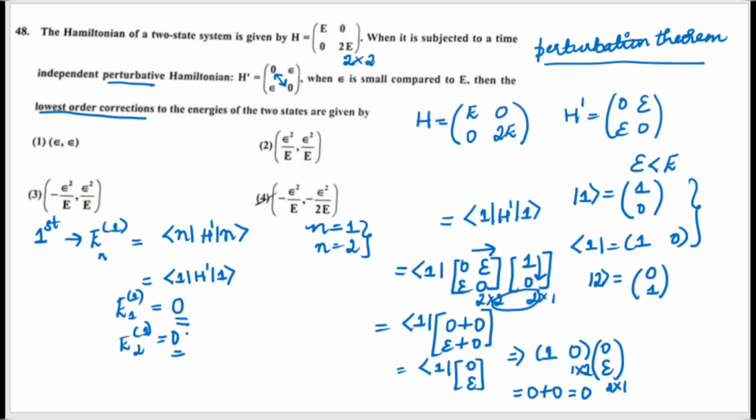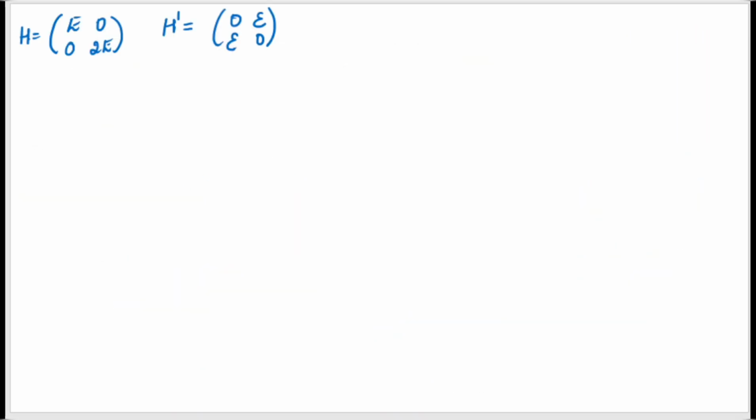Okay, so like this, for the lowest order corrections, that is what we did for the first order correction. For first order correction we got the energy values for both the states to be 0 and 0. They have said it is two states, so we consider both the states to be 1 and 2. The energies we got are 0. So let us go for the second order correction. What is the second order correction?